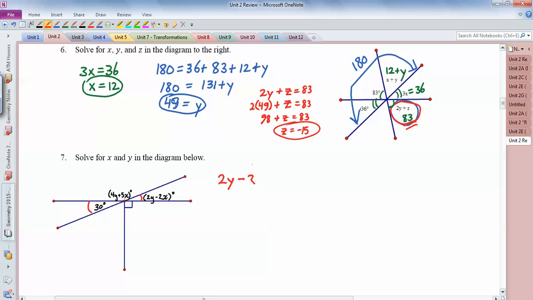Minus 2x is going to be 30. And what else can we do? Let's see. We know that this whole thing here is 180. And since this part's 30, the leftover for the 4y plus 5x is going to be 150. So then I know 4y plus 5x will be 150.